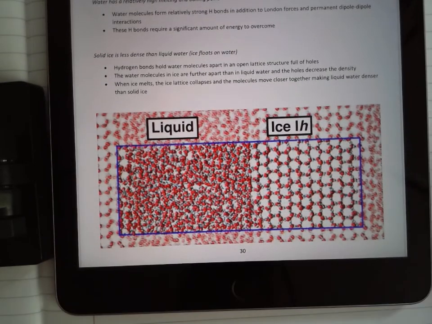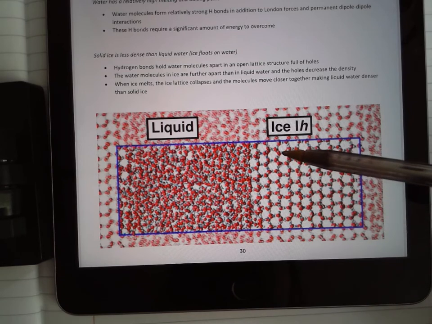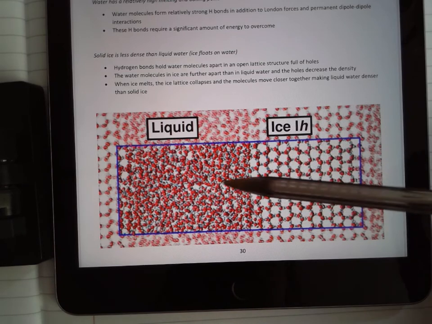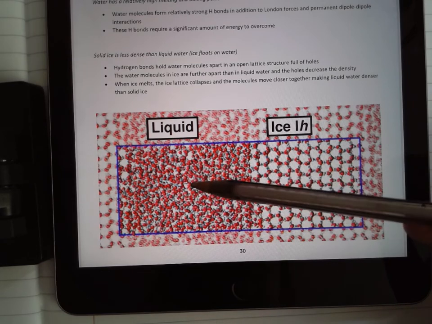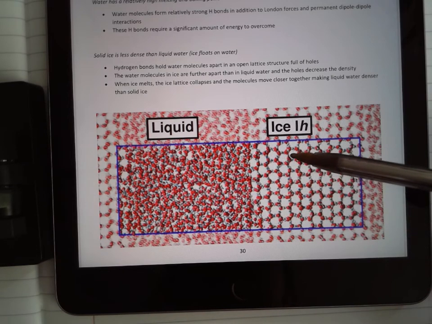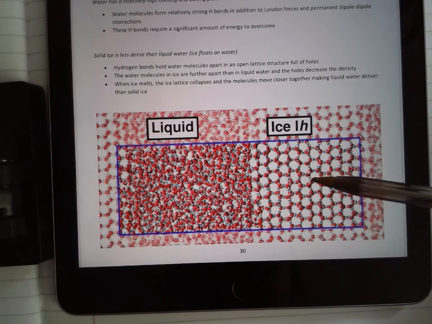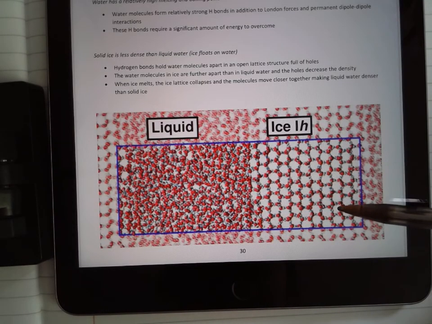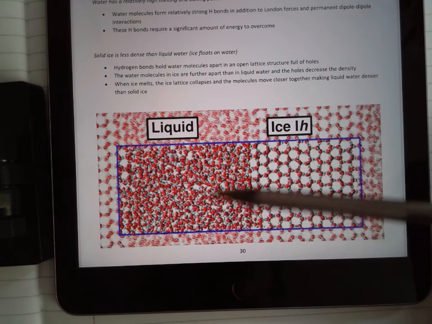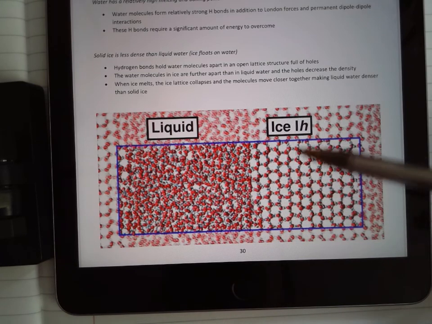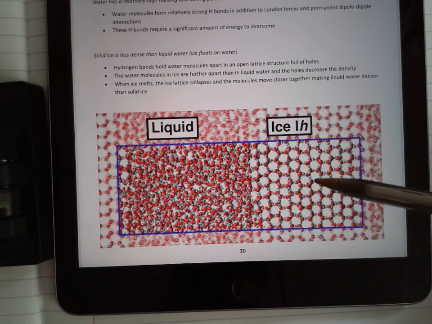I've got a diagram down here to show you that. So this represents water molecules in ice, and as you can see, in ice those water molecules are much further apart than what those water molecules are in liquid. In fact, in ice, you've got this open lattice structure with a lot of holes between all of these molecules. In liquid, those water molecules are much closer together than what they are in solid ice. So this is unusual.